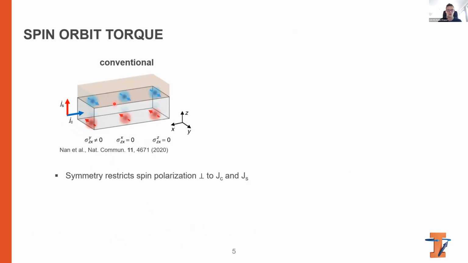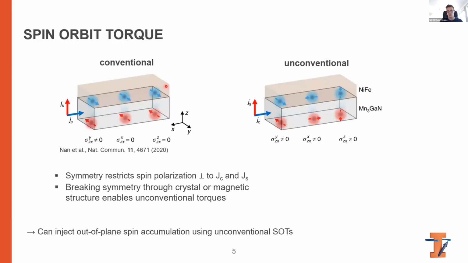And as I said earlier, we need spins that also have a z component. But in order to do this, we can use materials that have a broken symmetry through either their crystal structure or their magnetic structure, such as manganese 3 gallium nitride. And here a charge current along the x direction generates a spin current along the z direction. But now the spins can not only have a y component, but they can also have an x component, or more importantly, for our case, a z component.